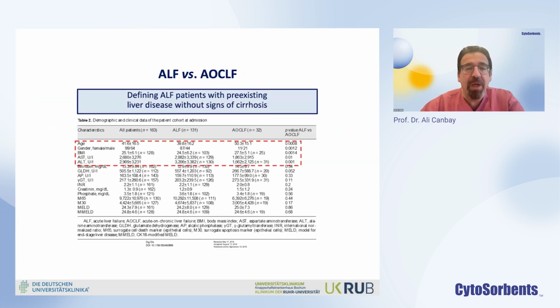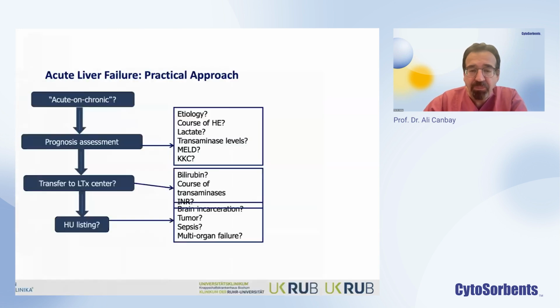So if you compare real acute liver failure, you see that they do have higher ALT values, of course, and AST values compared to acute on chronic liver failure. Mainly in these patients, the reason was they have diabetes, they have fatty liver disease, but not cirrhosis. And even in this case of patients, we do not have any differences.